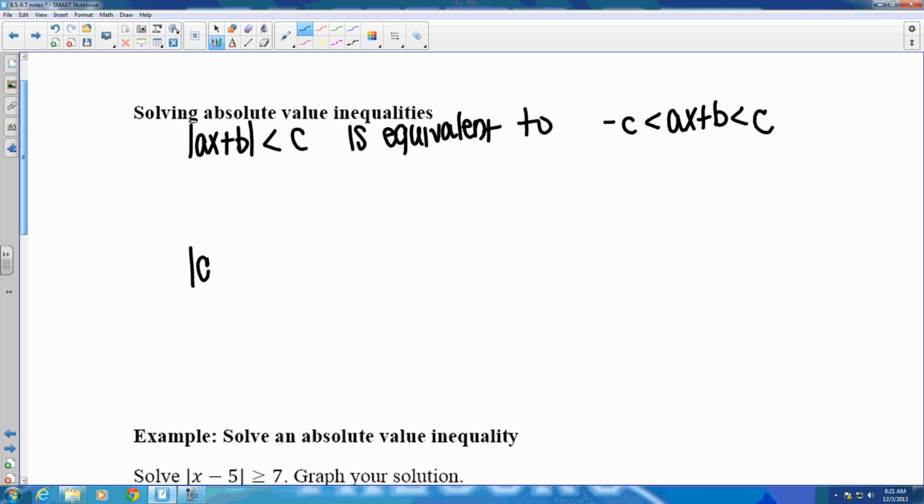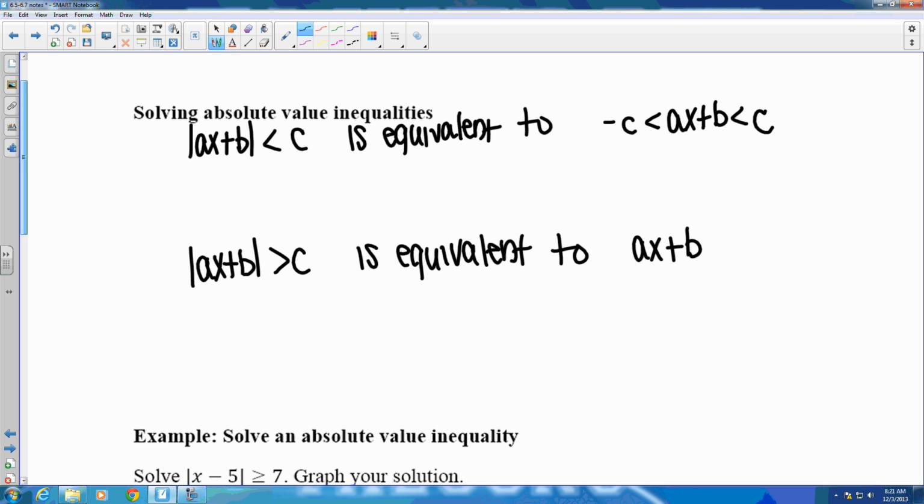If we have absolute value of ax plus b is greater than c, that is equivalent to ax plus b is less than negative c, or ax plus b is greater than c. So if we start with a greater than inequality, we know we're going to end up with an or inequality.